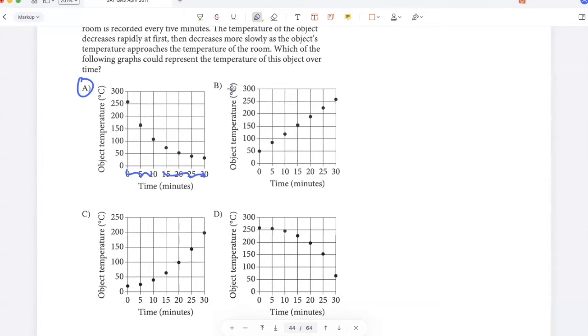B is linear increase, so this doesn't show a decrease. C is exponential increase, so again, this is the opposite of what we want, right? Here, the fall is slow in the beginning and faster in the end. So this is not what we want.